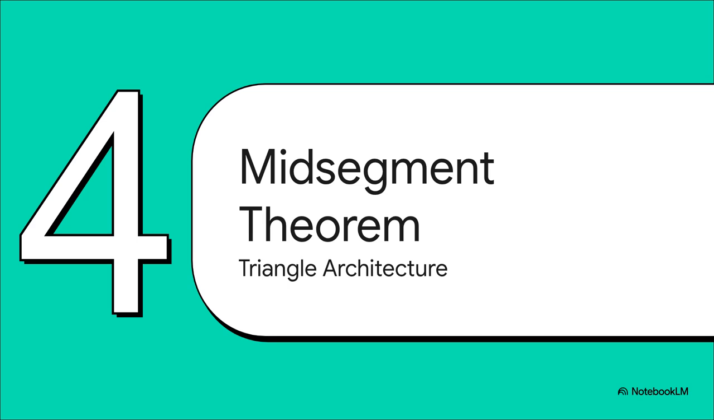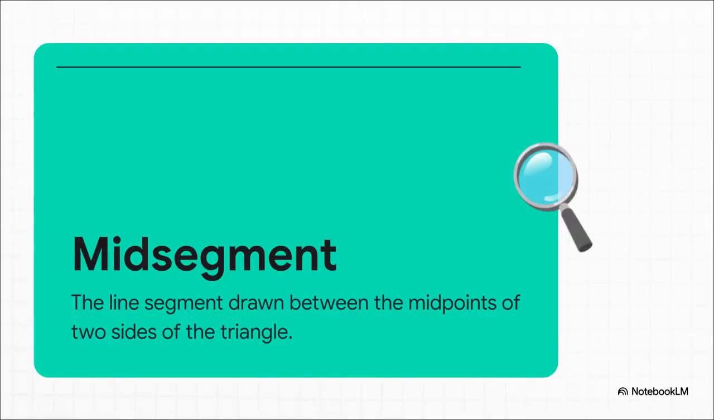Let's keep the momentum going. Section 4, the triangle mid-segment theorem. So as the source defines it, a mid-segment is beautifully simple. It's literally just the line segment drawn directly between the midpoints of any two sides of a triangle. That's it. And since triangles have 3 sides, every triangle has exactly 3 mid-segments, which actually creates this smaller, hidden triangle floating perfectly right in the center.